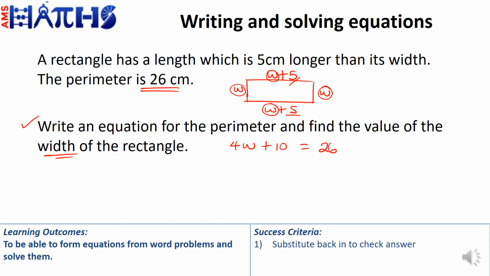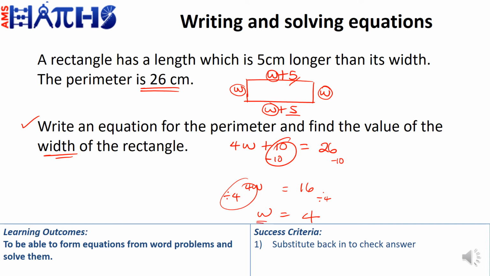So all we have to do is solve the equation. So we'd subtract 10 on both sides. And so 10 minus 10 is 0, left with 4W. And then 26 minus 10 on the right would give us 16. We divide both sides by 4 to work out W. So 4 divided by 4 is 1, which leaves us with 1W. And 16 divided by 4 is 4. So the width of the rectangle W is 4.